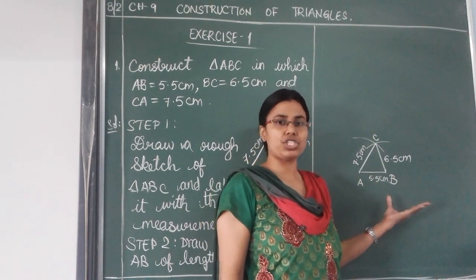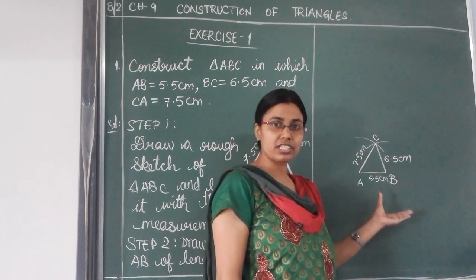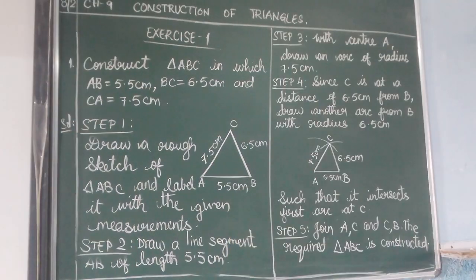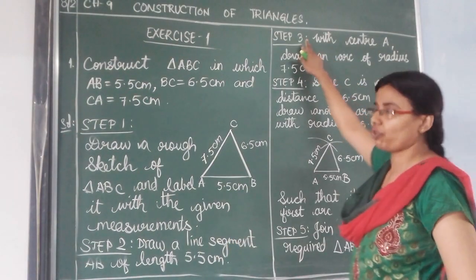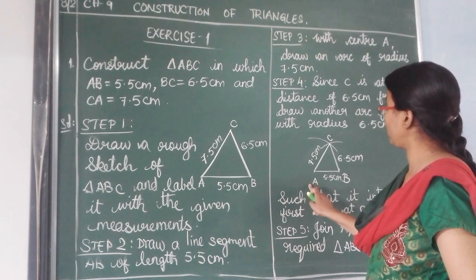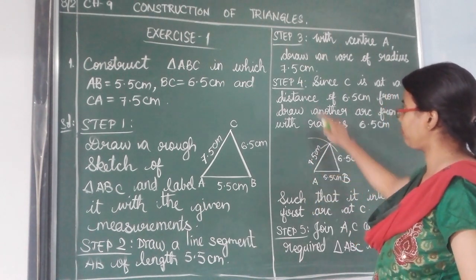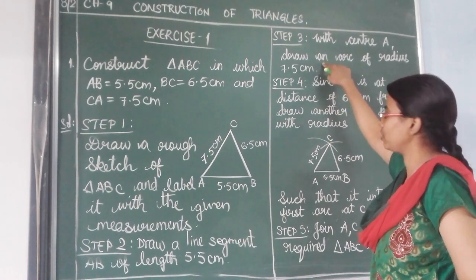Now how we have constructed, I am just going to write the steps. You have to complete it in your classwork. Let's look at the steps. Step 3, what did we do? With the center A, we have drawn an arc of radius 7.5 centimeters. That is what we have written here.